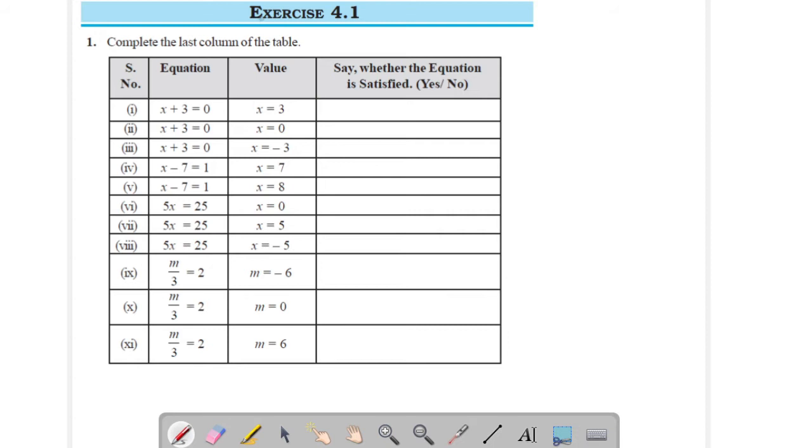Now come to exercise 4.1. Say question number 1. Complete the last column of the table. Say first part.